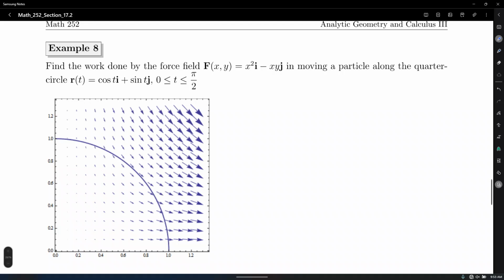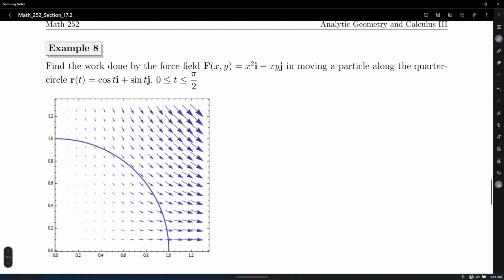So find the work done by the force field. Okay, that's what we're finding, the work done by the force field in moving a particle along the quarter circle r of t equals cosine t, sine t in the first quadrant. And they're literally giving us the limits of integration, 0 to 2 pi. And even if they didn't give us the limits, come on, the picture speaks by itself, right? It's very self-explanatory here.